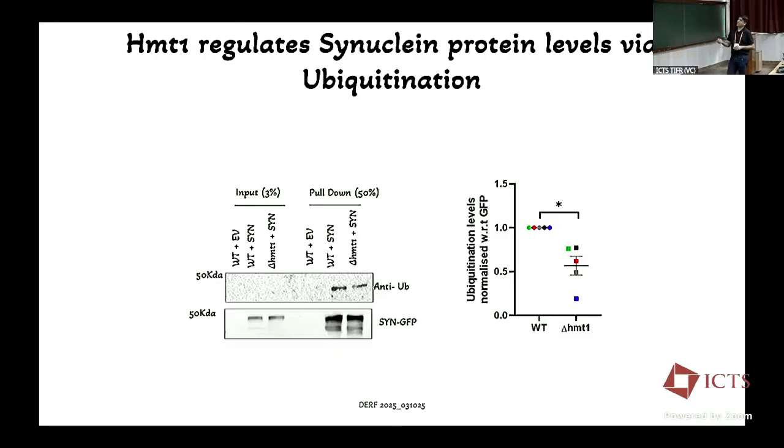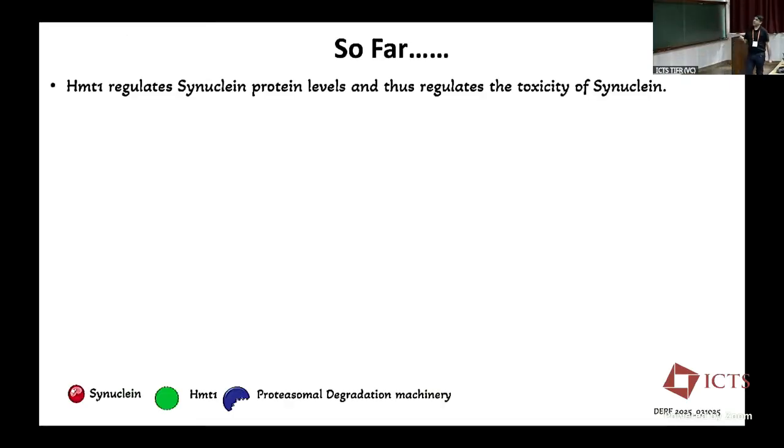And she found that in the absence of HMT1, there is decreased ubiquitination of synuclein using this one antibody that we have characterized. We are still trying to get mass spec results for this, which we have so far not managed to get. But this is some indication that ubiquitination goes down, which makes sense because the protein levels of synuclein seem to go up. All right, so what have I told you so far?